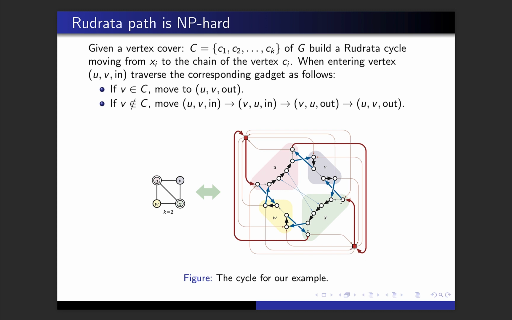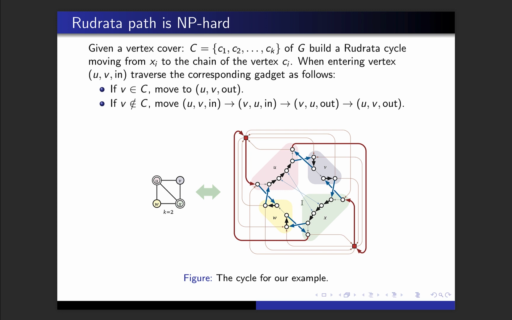From x2 I enter the other vertex in the cover and I do the same. Is the other vertex in the gadget in the cover? No, it's not. So I move through the blue edges. Then I move to the next gadget. I check this gadget is built from another vertex in the cover. So I will go straight and I will not use the blue edges to the next gadget, and so on, I complete my cycle. Notice that if you follow that cycle, you will visit every vertex in this graph exactly once. That shows you how to build from a solution of vertex cover a solution of the Rudrata cycle problem in the new graph.